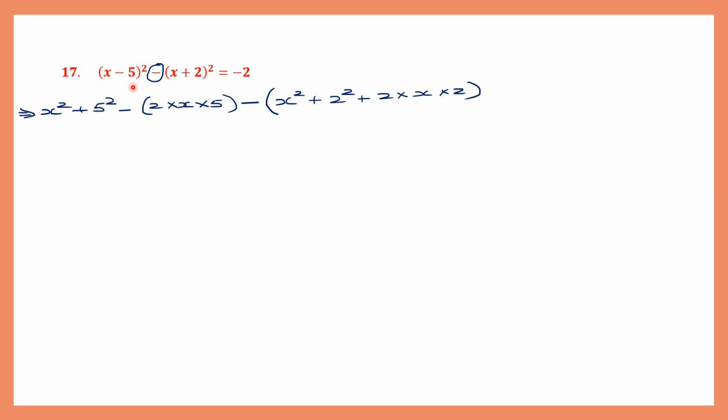So what have we done now? We've taken (x - 5) the whole square and written it down here. We have taken (x + 2) the whole square and written it here. All this should be equal to -2. So now let's work on this.